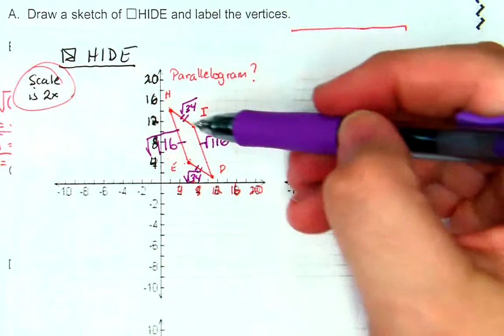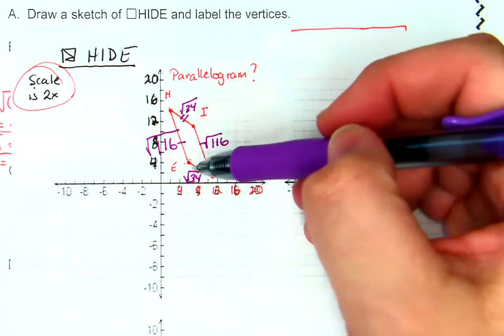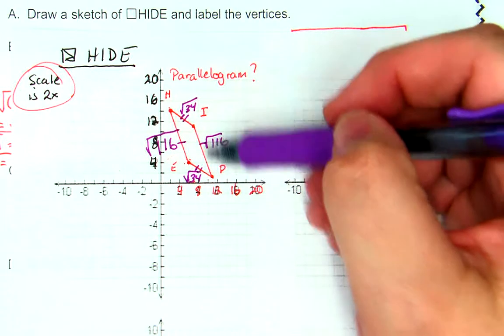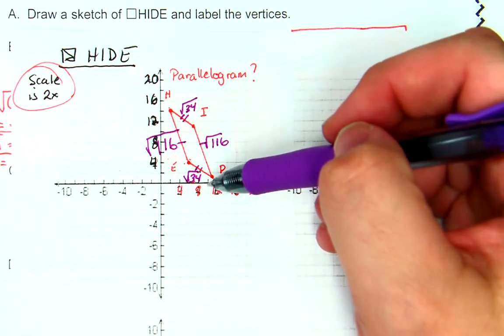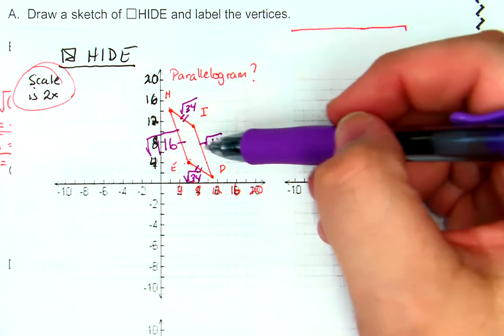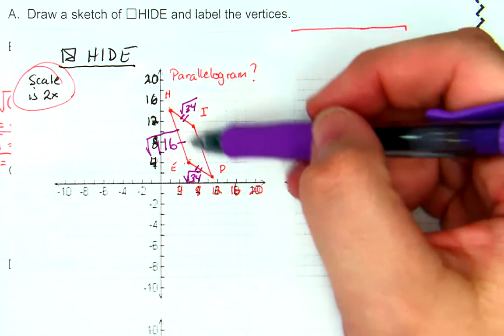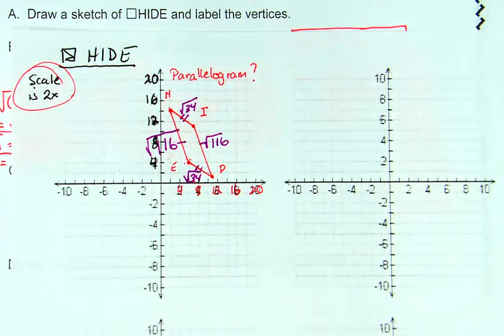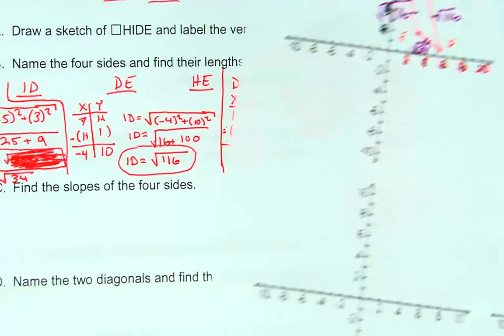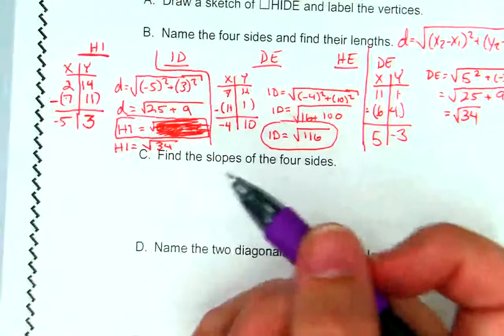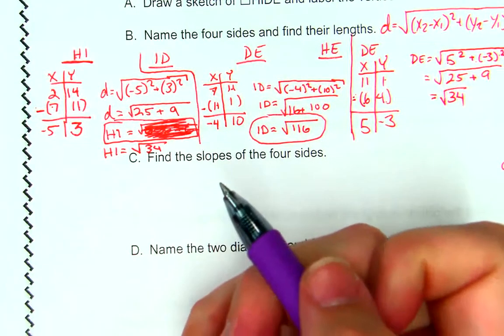Now, what these are called are opposite sides. HI and ED are opposite sides. Does that make sense? That they're on opposite sides of the shape? These are opposite sides, and they're equal to each other. So we found that opposite sides are equal. All right, now find the slopes. Now the cool thing is, we've already done all the work.